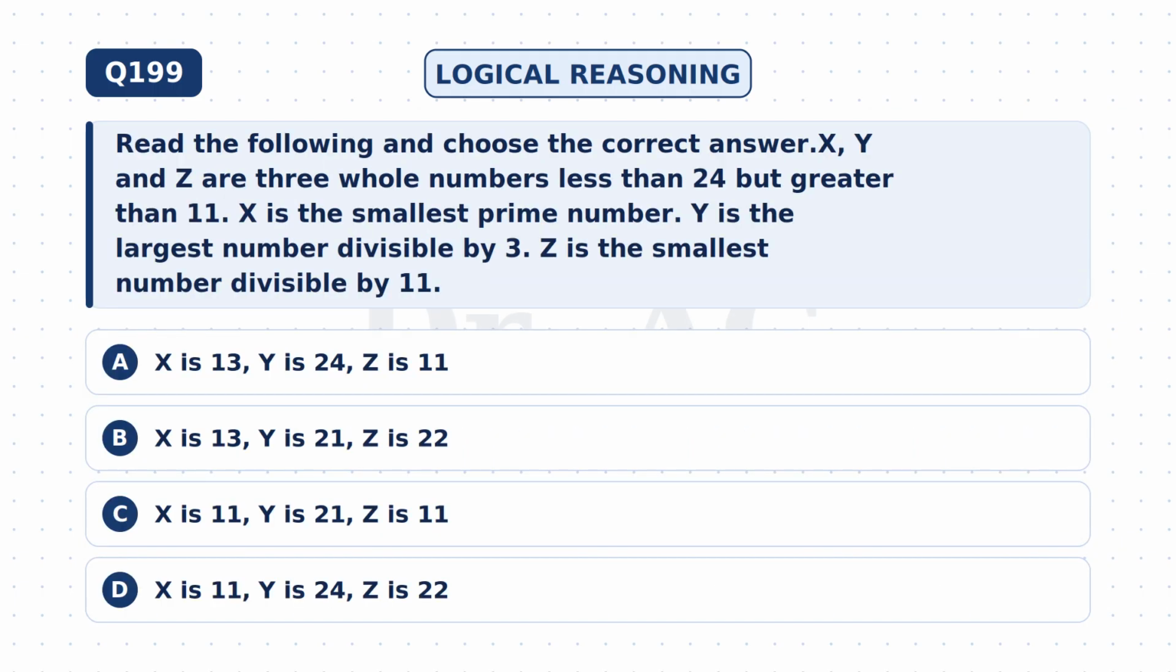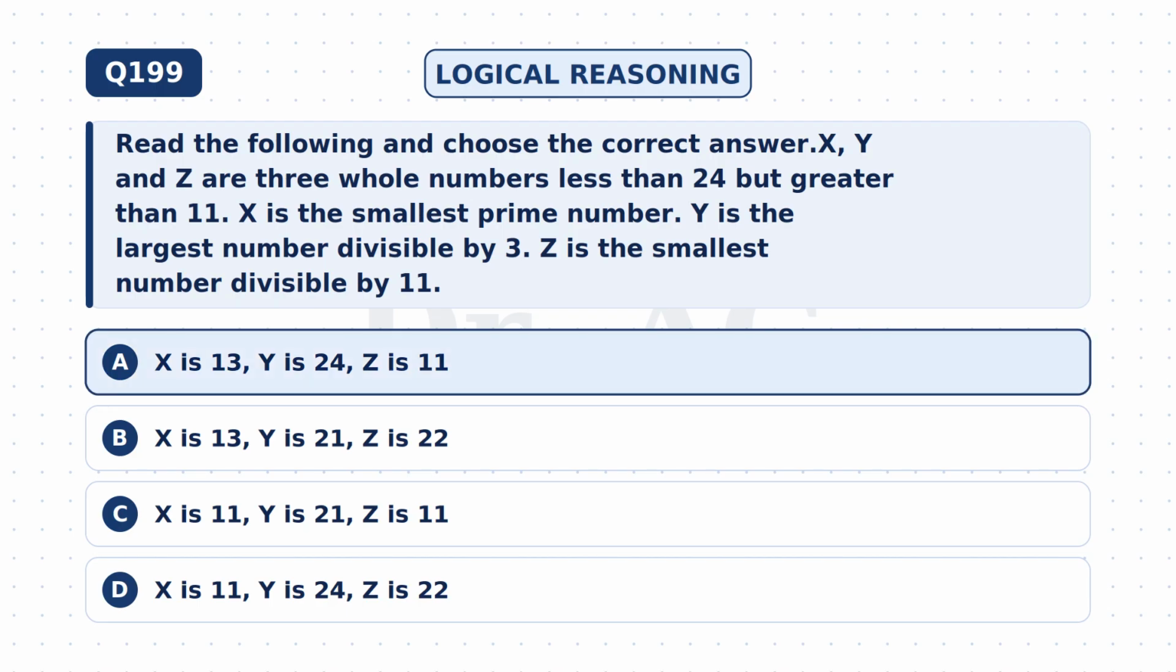Question 199. Read the following and choose the correct answer. X, Y and Z are 3 whole numbers less than 24 but greater than 11. X is the smallest prime number. Y is the largest number divisible by 3. Z is the smallest number divisible by 11. Option A, X is 13, Y is 24, Z is 11.